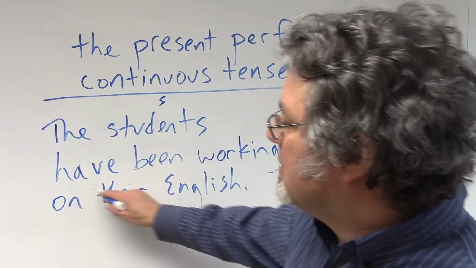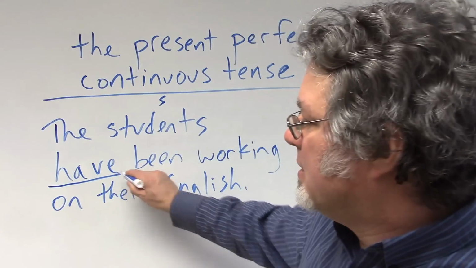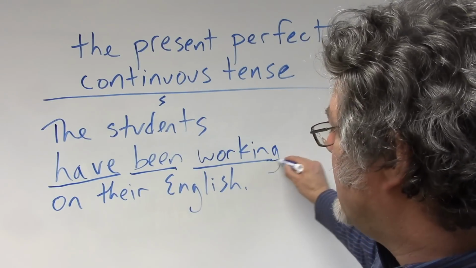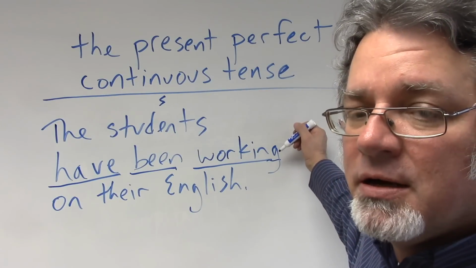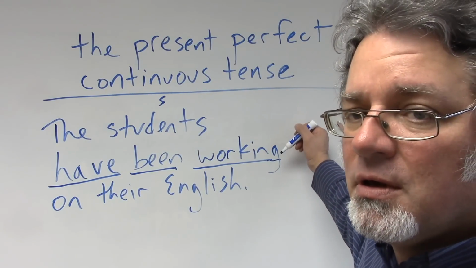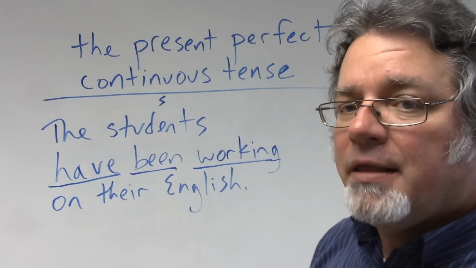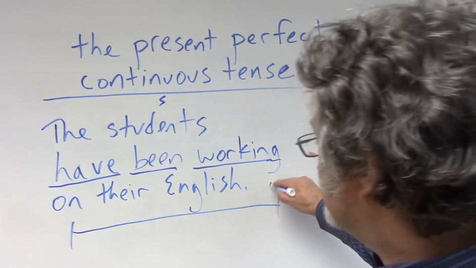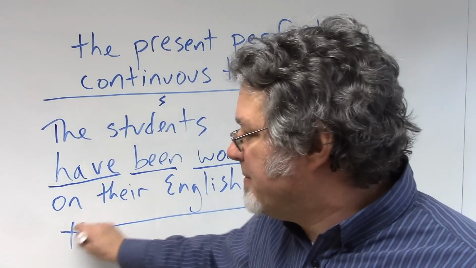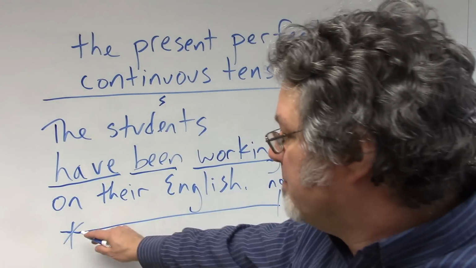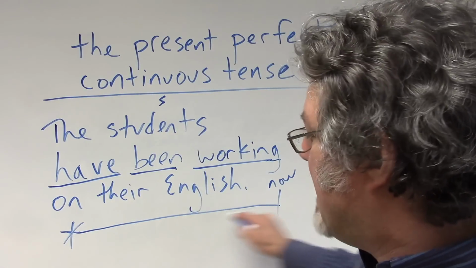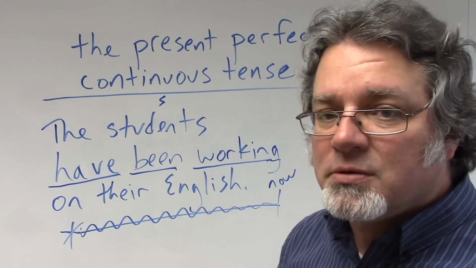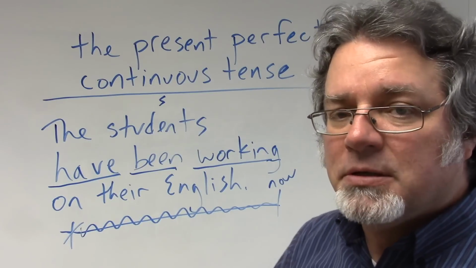The students have been working on their English. Here's the subject, and then this is a helping verb. This also counts as a helping verb. And then this is the main verb. It has an ing ending because it's continuous. The students have been working on their English. This is now, and this is sometime in the past. And between the past and now, the activity is continuous. It hasn't stopped.